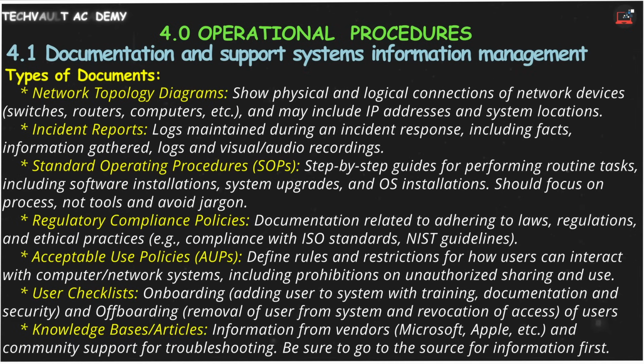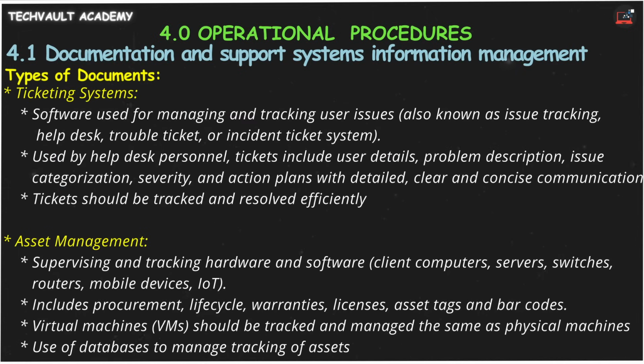Acceptable use policies, AUPs, define rules and restrictions for how users can interact with computer network systems, including prohibitions on unauthorized sharing and use. User checklists cover onboarding, adding a user to the system with training, documentation, and security, and offboarding, removal of the user from the system and revocation of access. Knowledge bases include articles and information from vendors, Microsoft, Apple, etc., and community support for troubleshooting. Be sure to go to the source for information first.